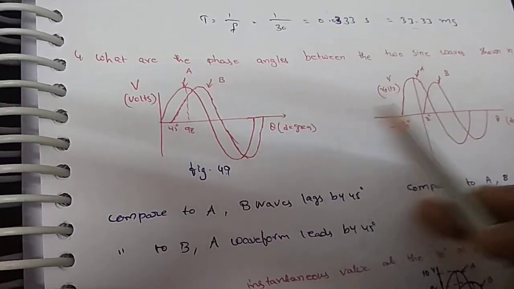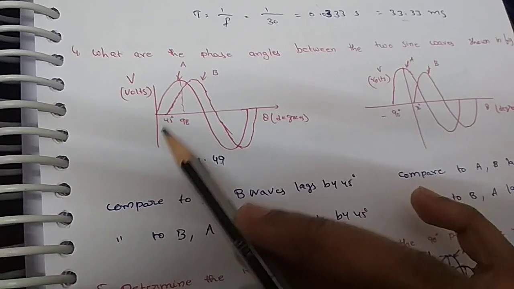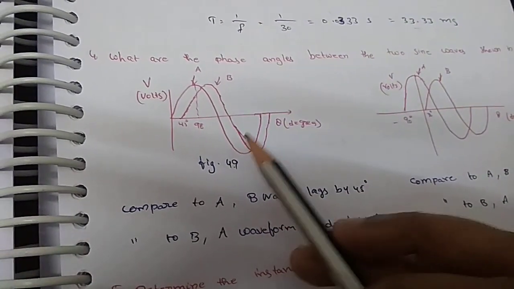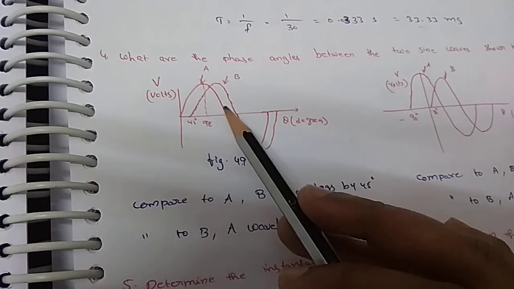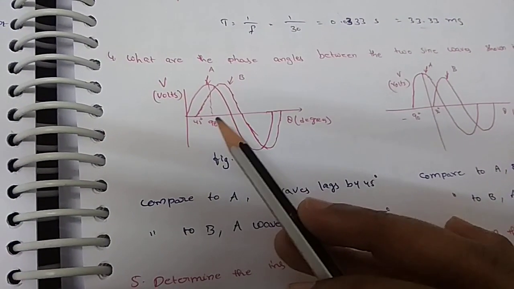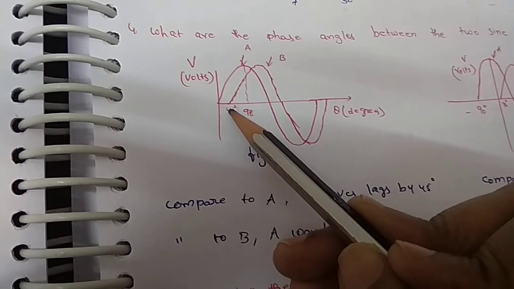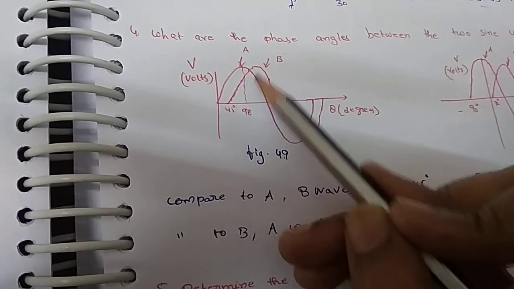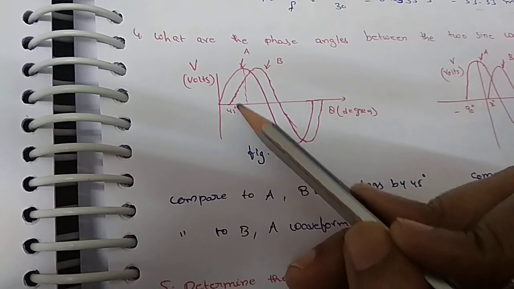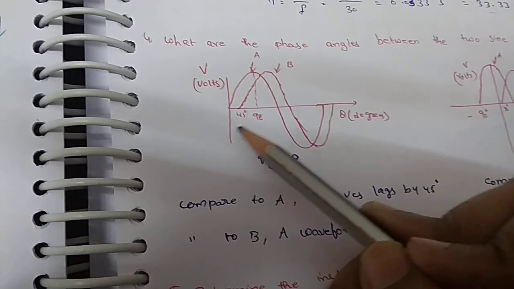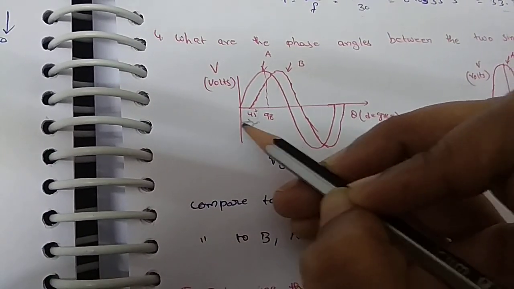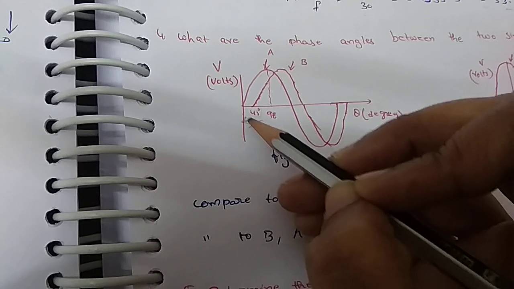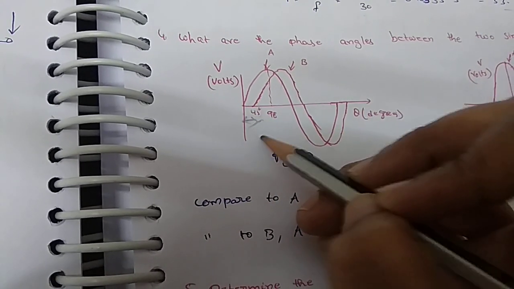Just observe this problem, related to what we discussed previously. Here we have two sine waveforms, this one picture and this another picture, and they differ by some angle. Here they want to calculate the phase difference. If you observe, sine wave A starts from 0, but sine wave B starts from 45 degrees. From this I can conclude that the phase difference between A and B is 45 degrees.